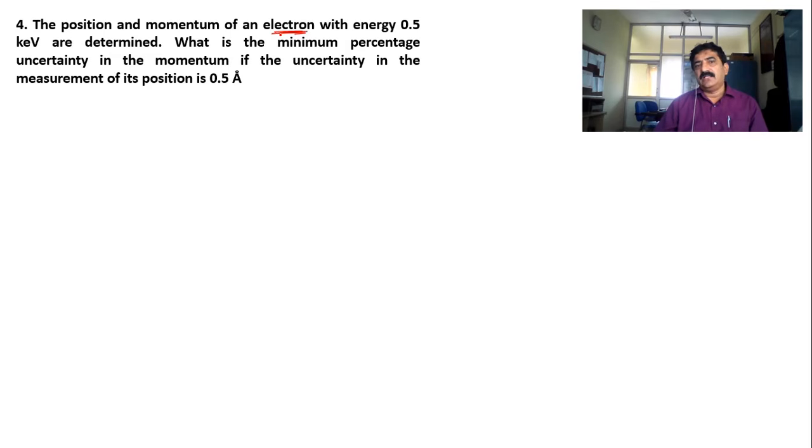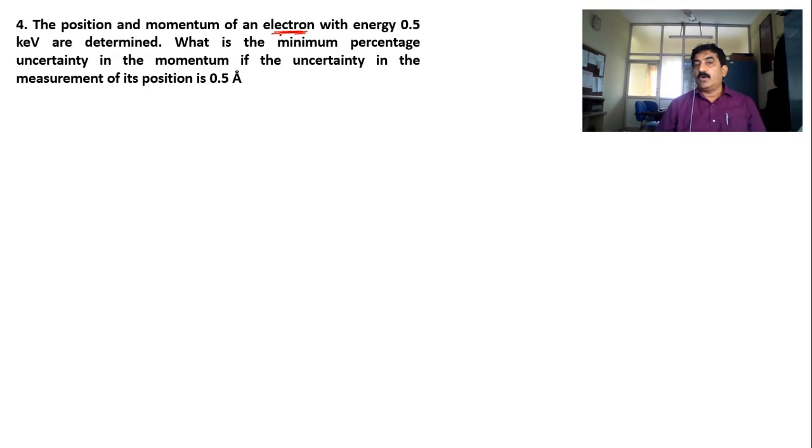I think this is on the uncertainty principle, because he is talking about position and momentum. What is the minimum percentage uncertainty in the momentum? Yeah, it is about uncertainty only. If the uncertainty in the measurement of position is 0.5 angstrom.